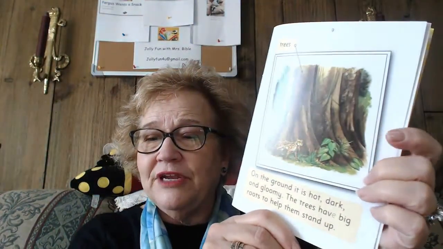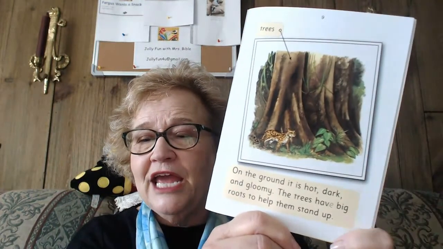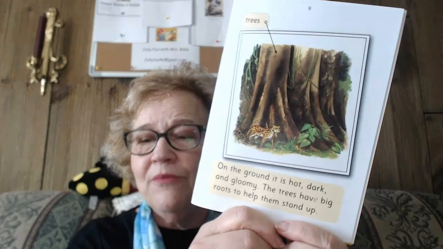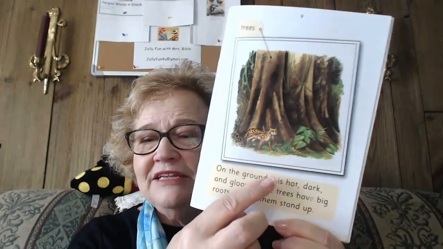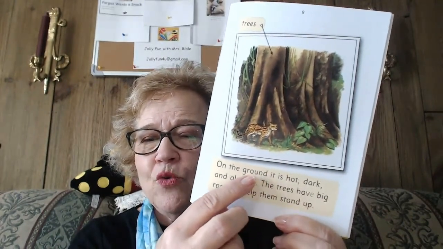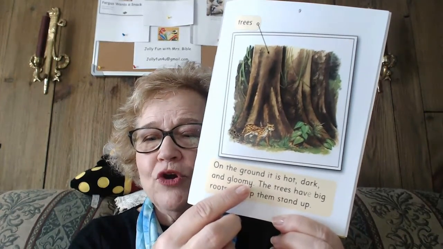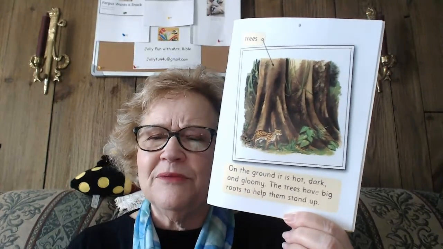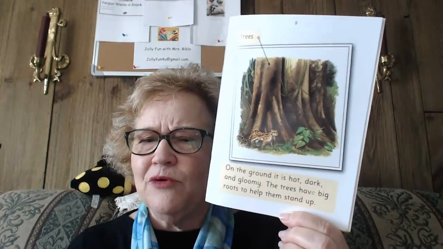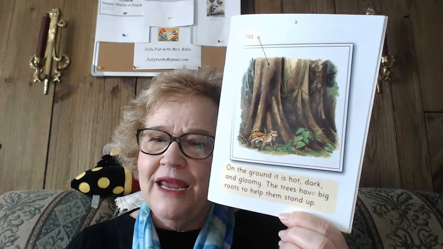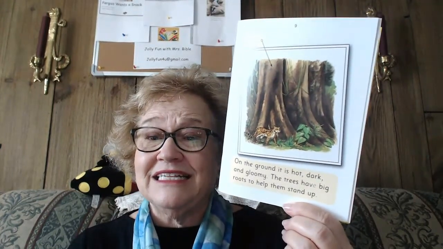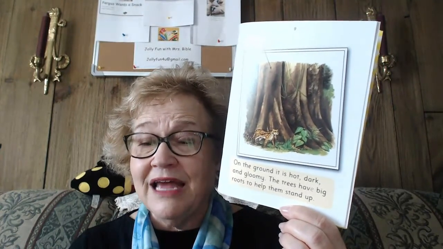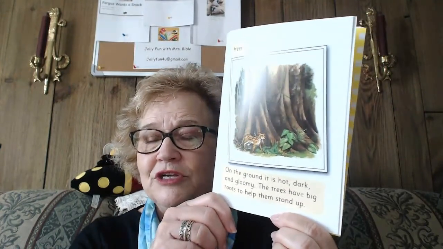On the ground, it is hot, dark, and gloomy. The trees have big roots to help them stand up. I see an ow word right here, ground, and an ooh word right here, gloomy. Do you know what gloomy means, boys and girls? It means dark so that you can't see real well. Or a gloomy day sometimes is a day that has lots of clouds and the sun can't shine through even though it's up above the clouds. So those were two interesting words.